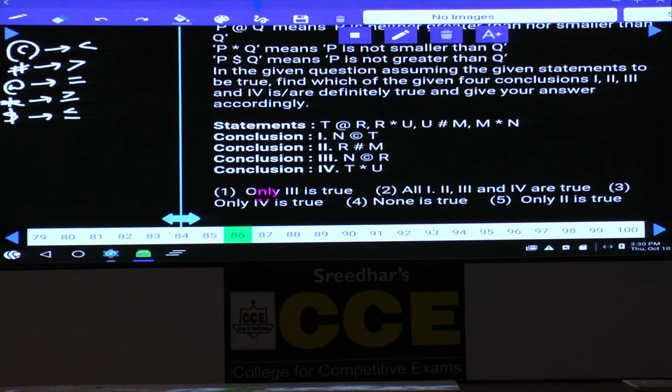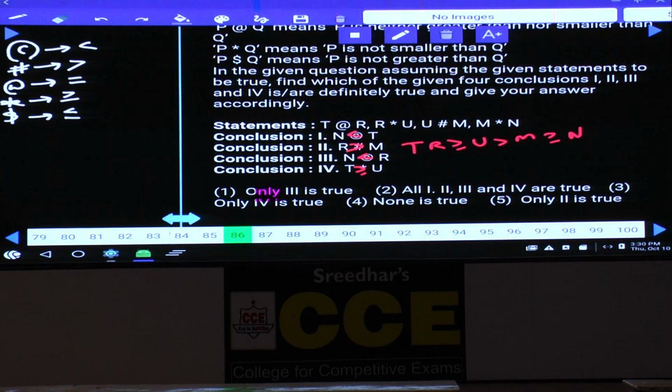Then next one, T at the rate of R means T equals to R. R star U means R greater than or equals to U, and U hash M means U greater than M, and M star N means M greater than or equals to N. Copyright means lesser than, hash stands for greater than, and star is greater than or equals to. Then first conclusion, N lesser than T.